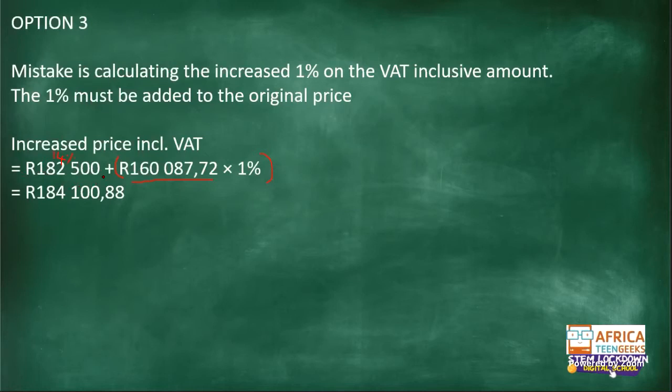So this is the one of 14%, and here we are calculating the additional 1% on the selling price. Then you will get the same answer. Everywhere you will notice we've been getting 184,100 rands and 88 cents everywhere.